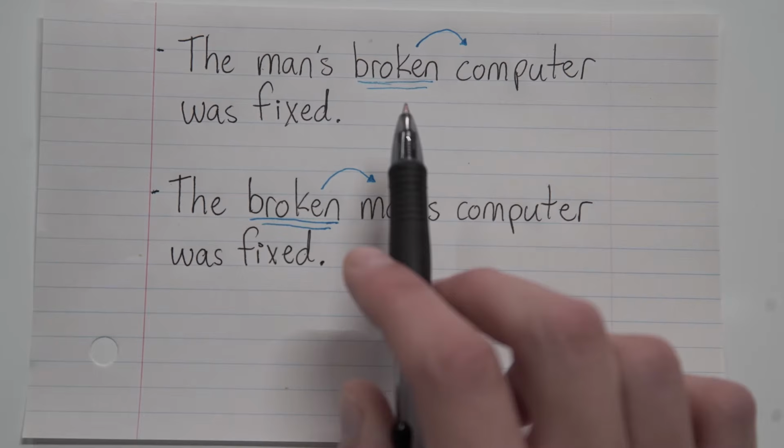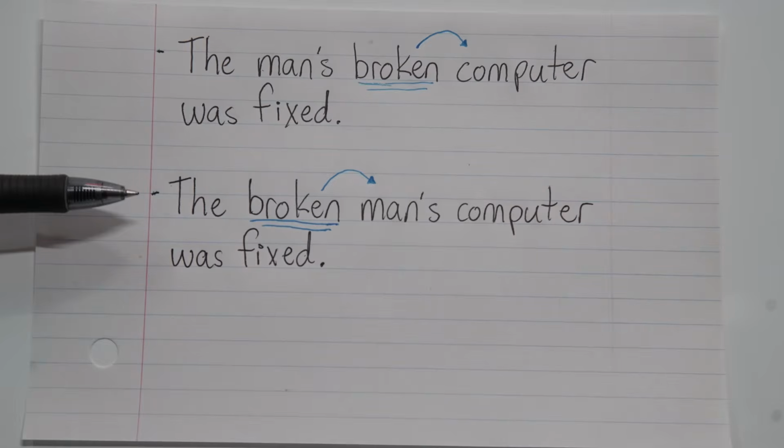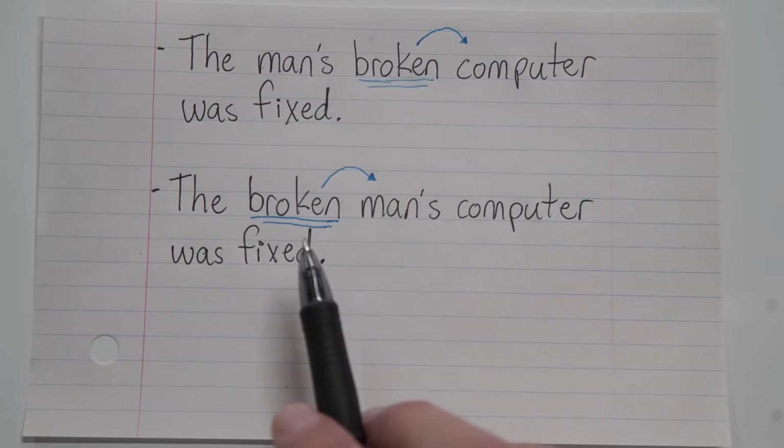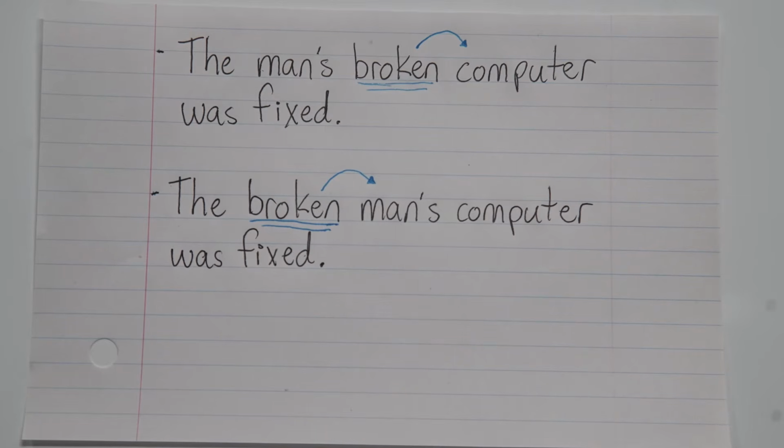The man's broken computer was fixed. In this sentence, we're saying that the computer is the thing that's broken, the broken computer. However, in the second sentence, broken doesn't actually modify computer. It modifies man. The broken man's computer was fixed. So in this sentence, you are technically saying that the man himself is broken, which is interesting. So you see that it's very important to put your modifiers in the correct place. And that's what we call a misplaced modifier, when the modifier is in the wrong place.